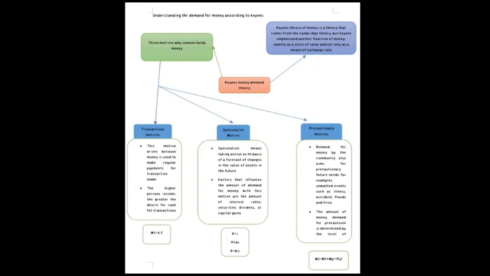And third, the precautionary motive. Demand for money by the community also aims at precautionary future needs, for example unwanted events such as illness, accidents, floods, and fires. The amount of money demanded for precaution is determined by the three levels of money.